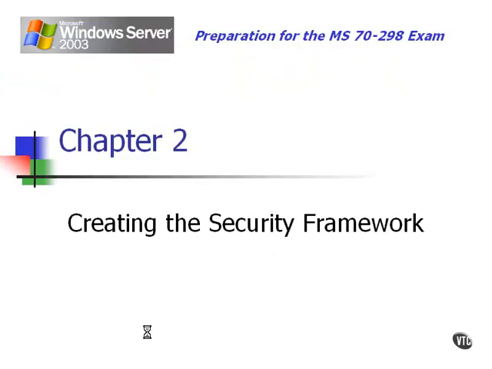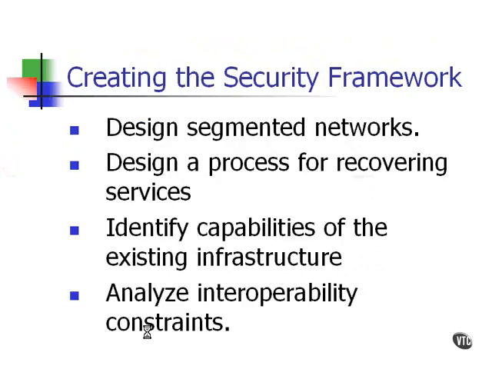In Chapter 2, then, we talk about the considerations for actually creating that security framework. So here in this chapter, we talk about such issues as designing segmented networks to separate network traffic. That's one way you can implement security. We will design a process for recovering services. One way to keep your data safe is to make sure that services are running at all times, and what happens when they fail. We'll identify the capabilities of any existing infrastructure. Can the software and hardware in your network provide the security that your business or your network needs? And we'll also analyze interoperability constraints, working with other types of software and hardware platforms.